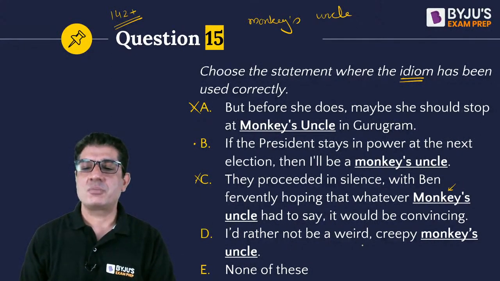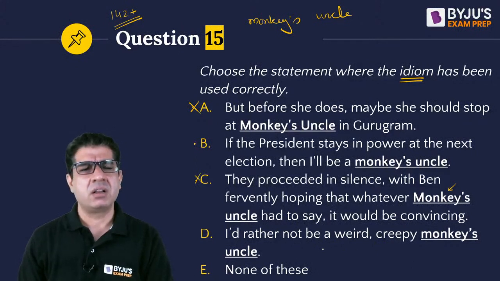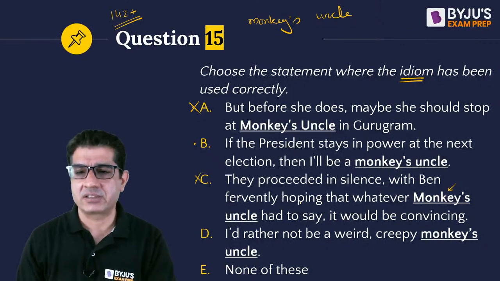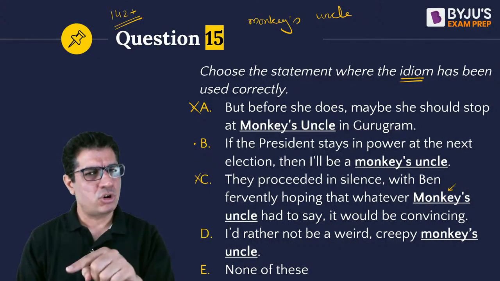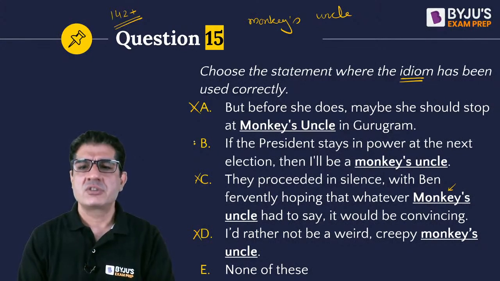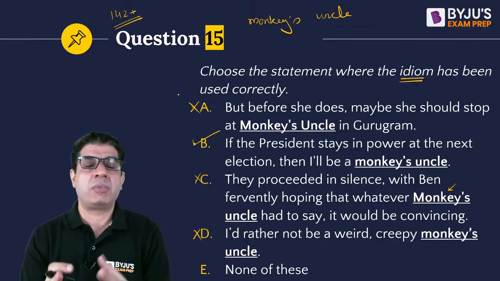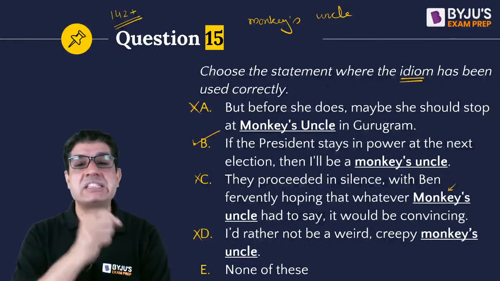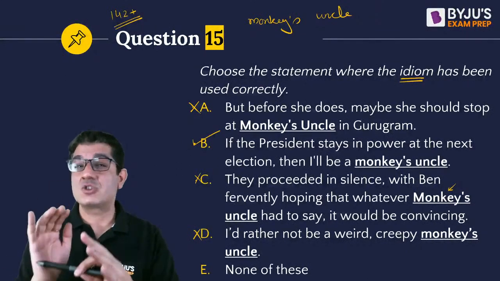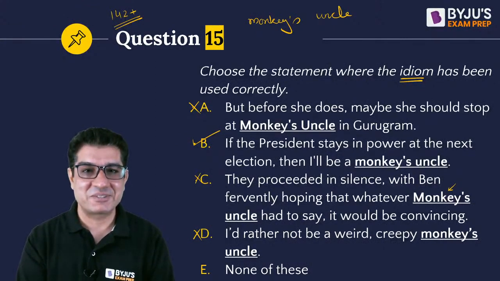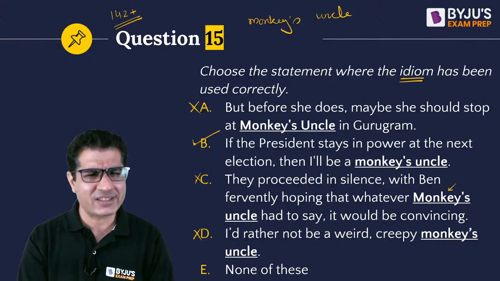D, "I'd rather not be a weird, creepy monkey's uncle." Monkey's uncle is used to show shock or surprise. Does it show shock or surprise in D? No. So you can rule this out. So B is the best one. "If the president stays in power at the next election, then I'll be a monkey's uncle." So this person believes that in the next election, the president will lose. And if the president does not lose, then he is going to be shocked or surprised. Right? So that's how it works.